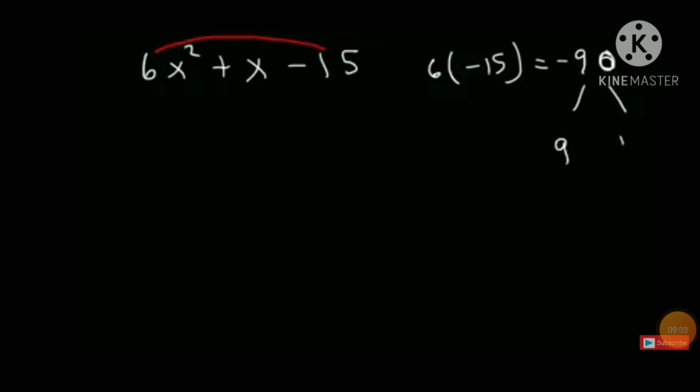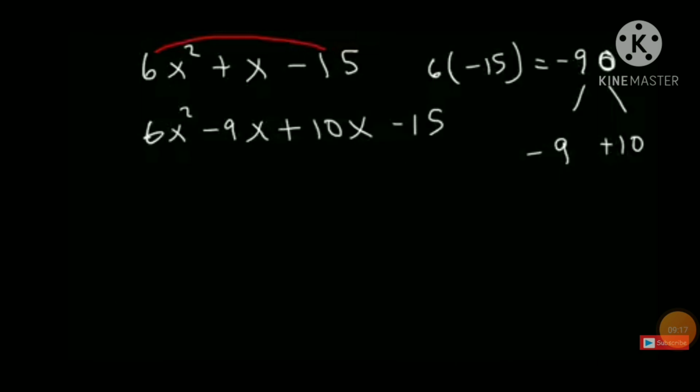So this is going to be 9 and 10. We're going to use negative 9 and positive 10. Negative 9 plus 10 is 1. Now our next step is to replace positive 1x with negative 9x and positive 10x, and then factor by grouping. In the first two terms, we can take out a 3x. 6x squared divided by 3x is 2x. Negative 9x divided by 3x is minus 3.